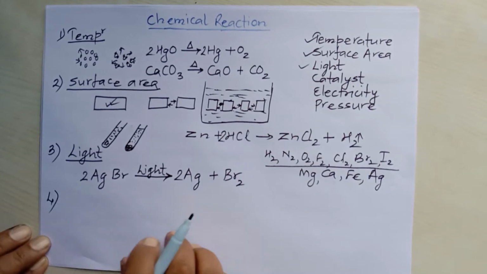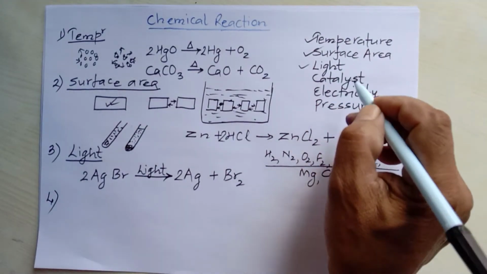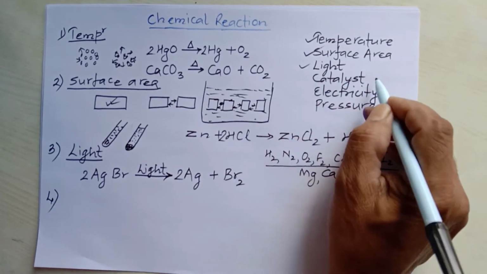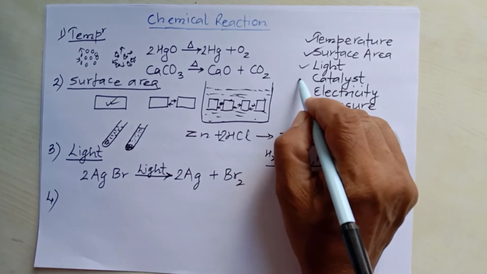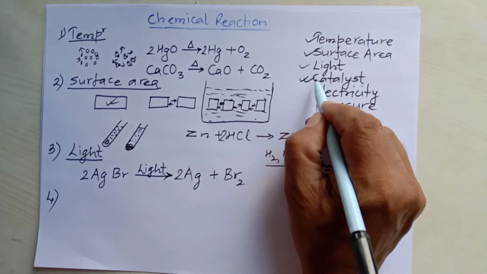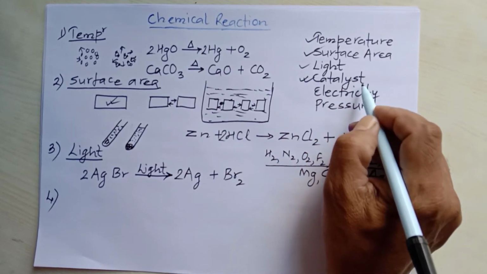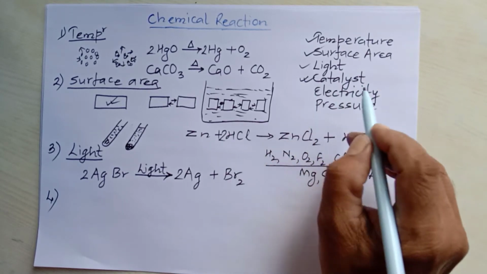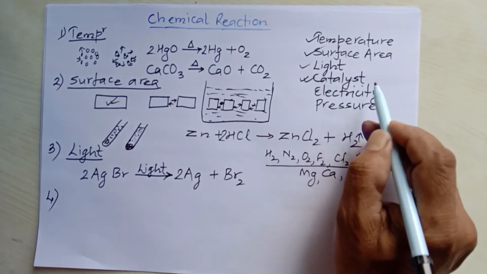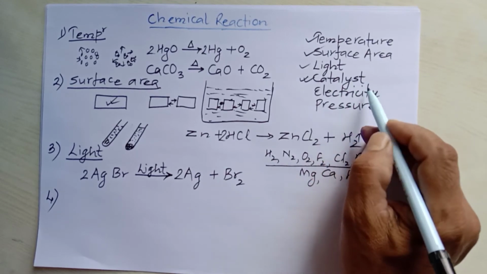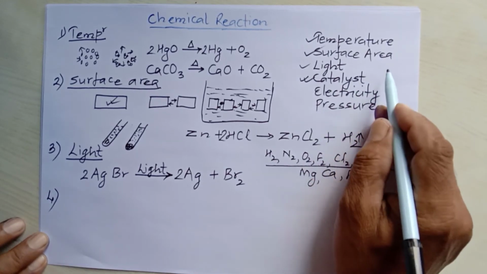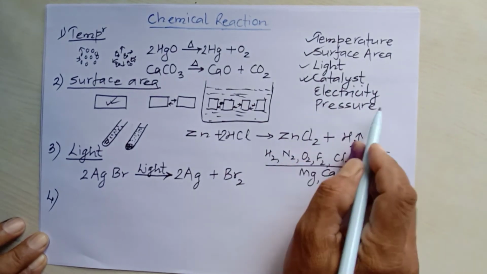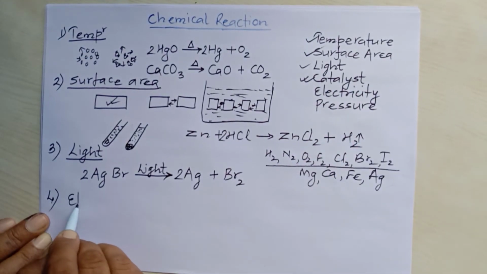Let's talk about another one, the fourth point. What is written here? Catalyst. I took one class for catalyst in the previous class, so now we are not repeating this. What is a catalyst? There are two types of catalyst: positive catalyst and negative catalyst, and their functions. This is already done in another class. I am not talking about this now. Now let's talk about electricity.